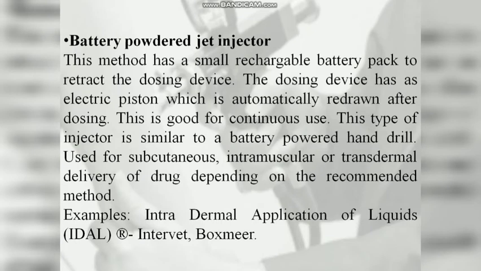Second one, battery powered jet injector. This method has a small rechargeable battery pack to retract the dosing device. The dosing device has an electric piston which is automatically redrawn after dosing. This is good for continuous use. This type of injector is similar to a battery powered hand drill, used for subcutaneous, intramuscular or transdermal delivery of drug depending on the recommended method.